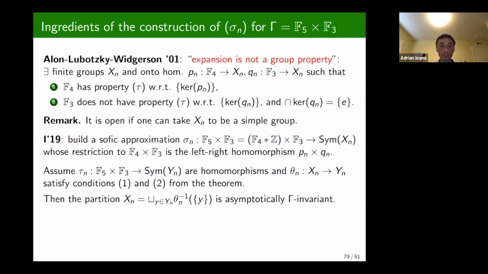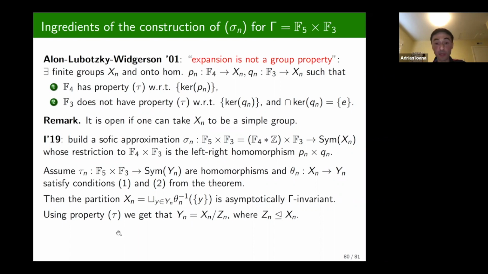You simply, if your partition is x1, x2, xk, require that this will be almost invariant under a permutation alpha of the set if, when you look at alpha x1, alpha x2, alpha xk, you have a matching of these sets such that the total symmetric difference is very small relative to the size of the set. All right, so these are asymptotically gamma invariant, and using property tau, you can prove that any asymptotically gamma invariant partition has to come from a quotient group of Xn. So we can actually assume that Yn is the quotient of Xn mod some normal subgroup Zn.